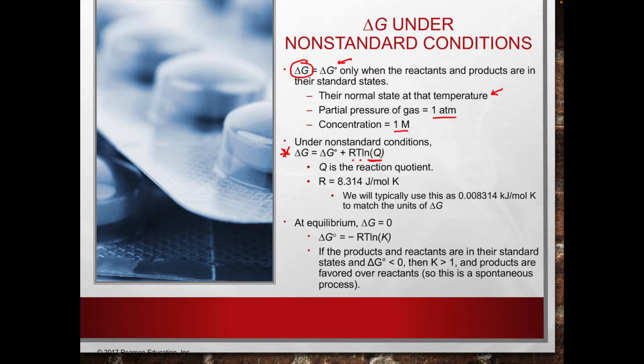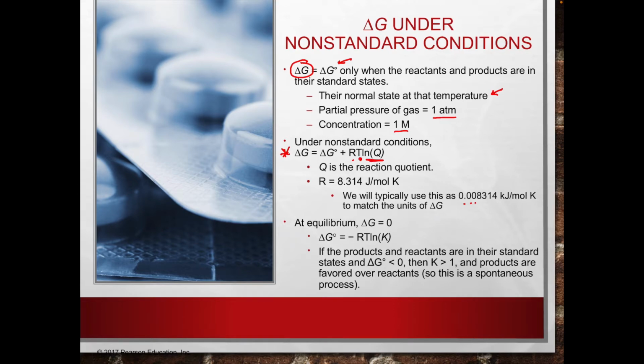This R value is going to be 8.314 joules per mole Kelvin. We will typically use it as 0.008314 kilojoules per mole Kelvin because our delta G is in kilojoules. That's just the easiest way to make all of our units match. You can also convert your delta G's all to joules. That's fine too if you don't like working with decimals. Either way, doesn't matter, just make sure your units match. And then our T here is going to be our temperature in Kelvin. So it's taking into account a difference in temperature potentially and a difference in concentrations or pressures.